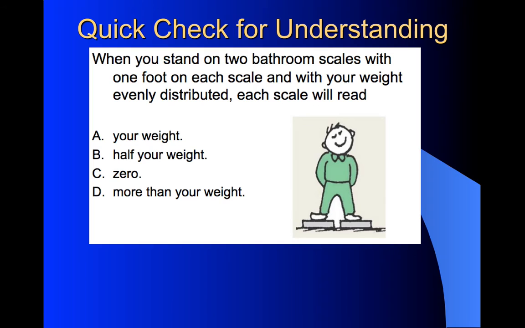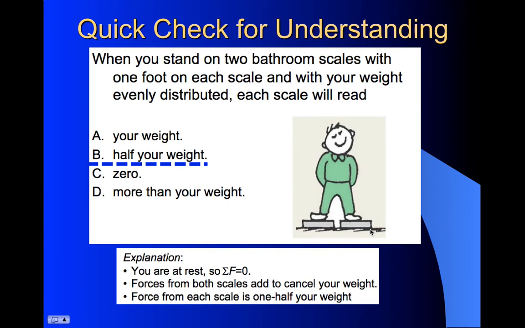Okay, so the answer to this is that the scale would read half of your weight. So whatever you weigh, half of it would be on one scale and half of it would be on the other. Now, the reason why is that because you are at rest, your net force is 0. The forces from both scales add to cancel your weight, okay? And the force from each scale is only half of your weight.